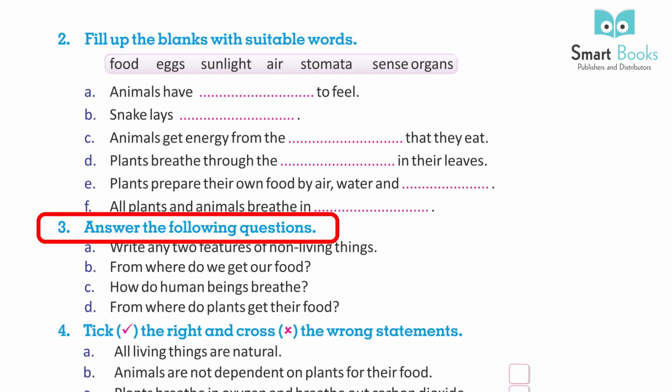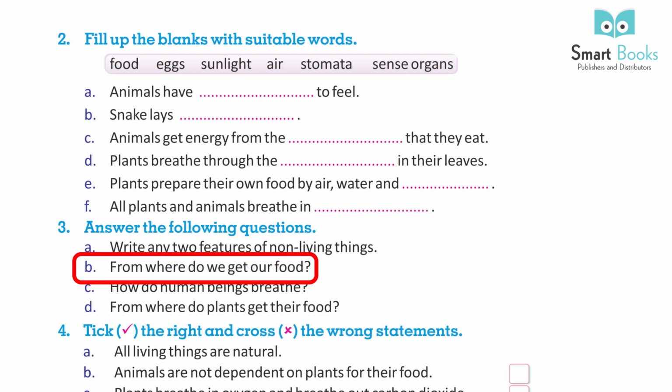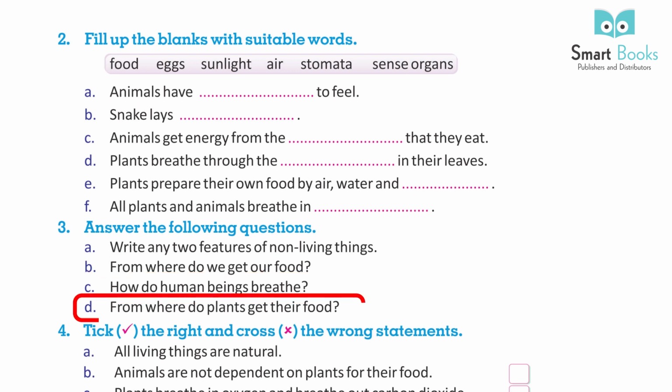3. Answer the following questions. A. Write any 2 features of non-living things. B. From where do we get our food? C. How do human beings breathe? D. From where do plants get their food?